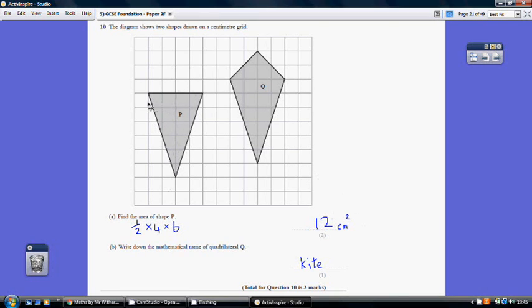Now, what you could have done, you could have just popped a rectangle around the outside and realised that the area of that was 4 times 6, which is 24, and then just said, well, the triangle takes up half that area, so there's your 12. Now, part B, write down the mathematical name of quadrilateral Q. Well, this is a kite.